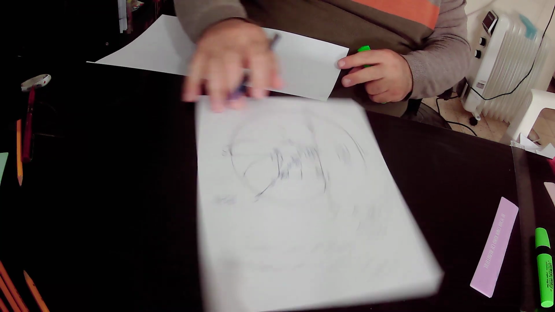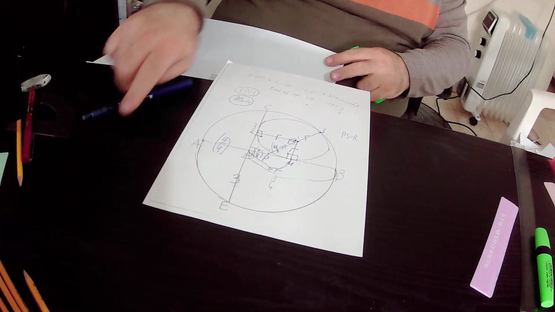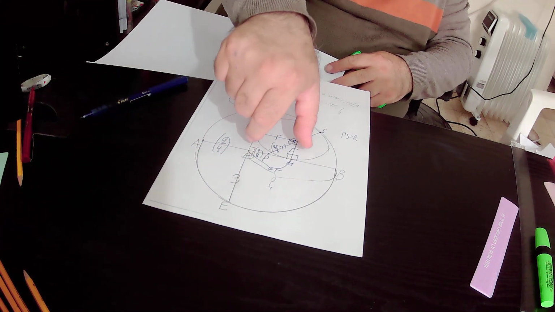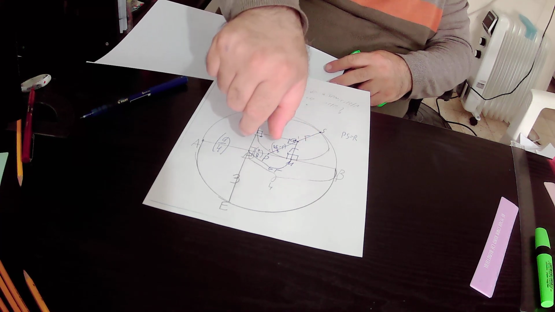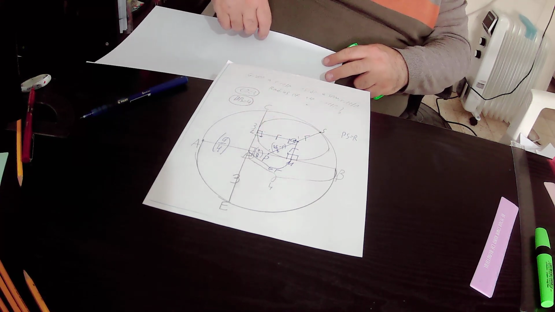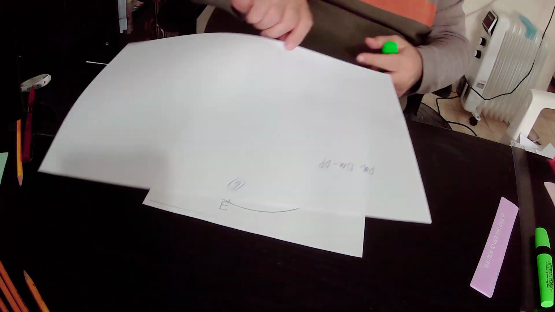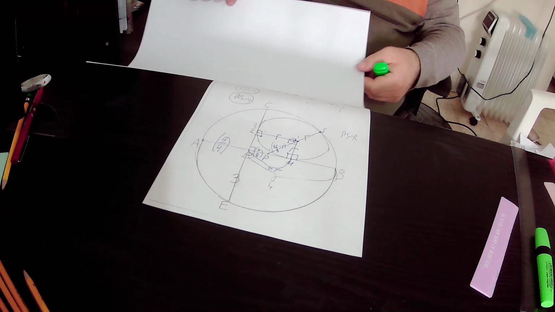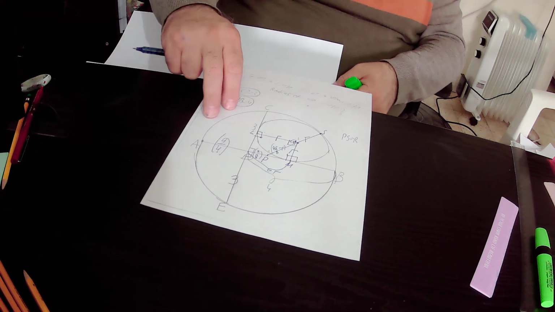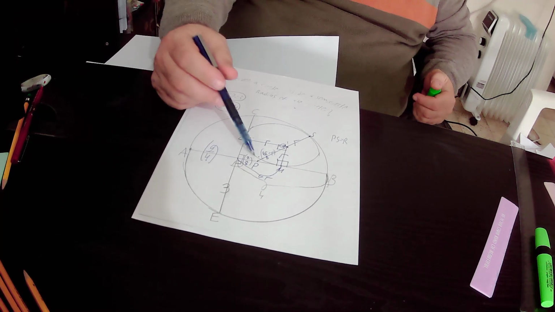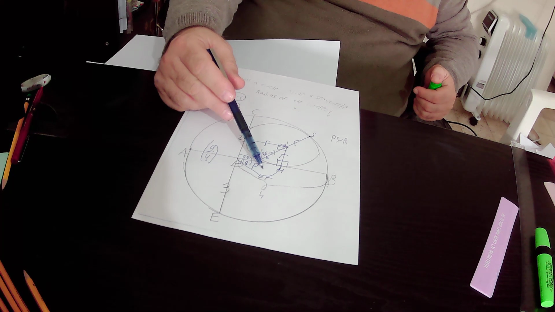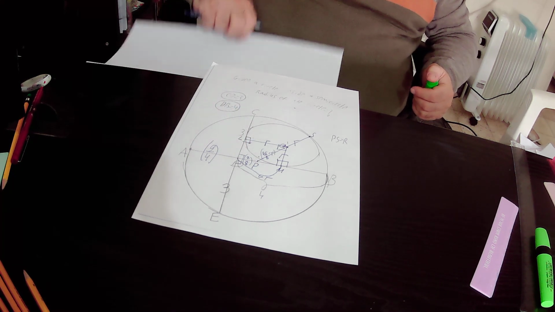I'll repeat again. PM equals DM minus DP. It is very easy to see from the drawing. PM equals DM minus DP. DM is the radius of the small circle, that is to say it is equal to small r. DM equals small r.